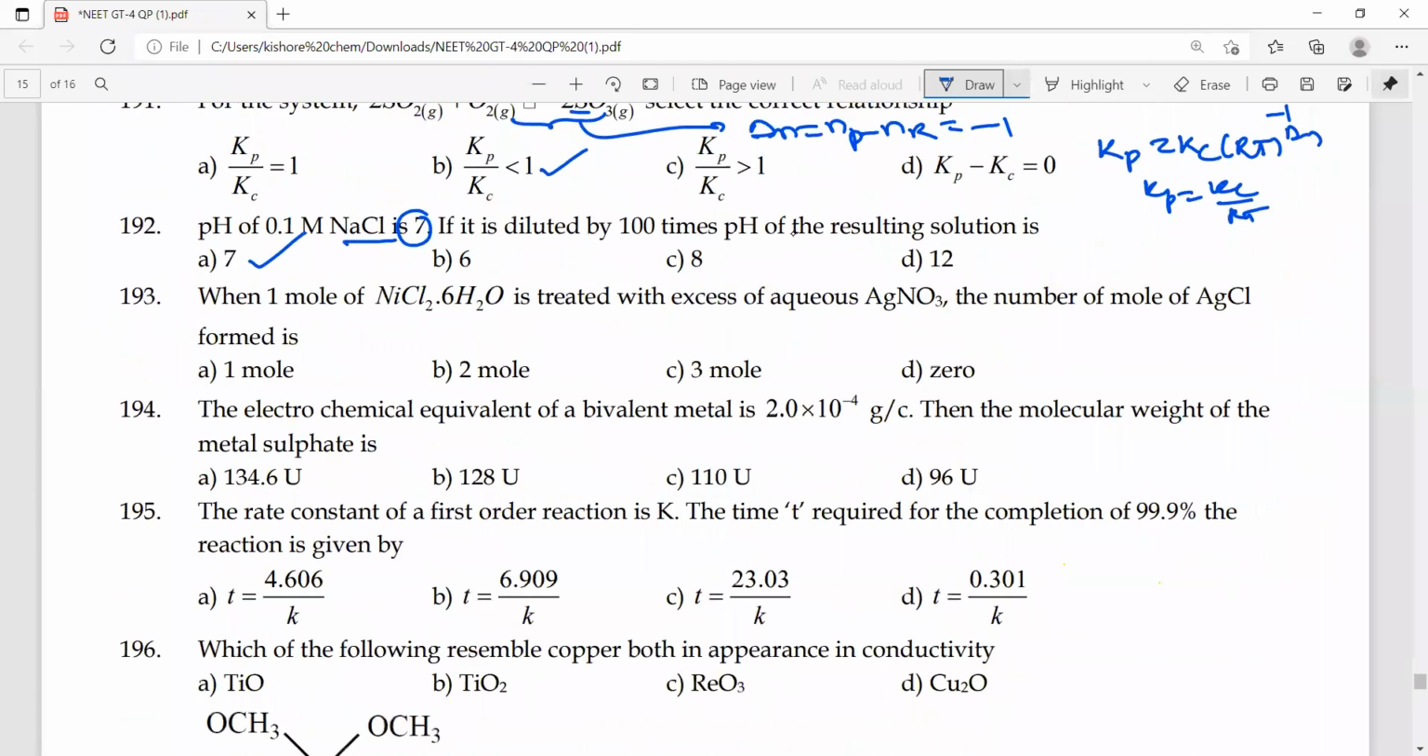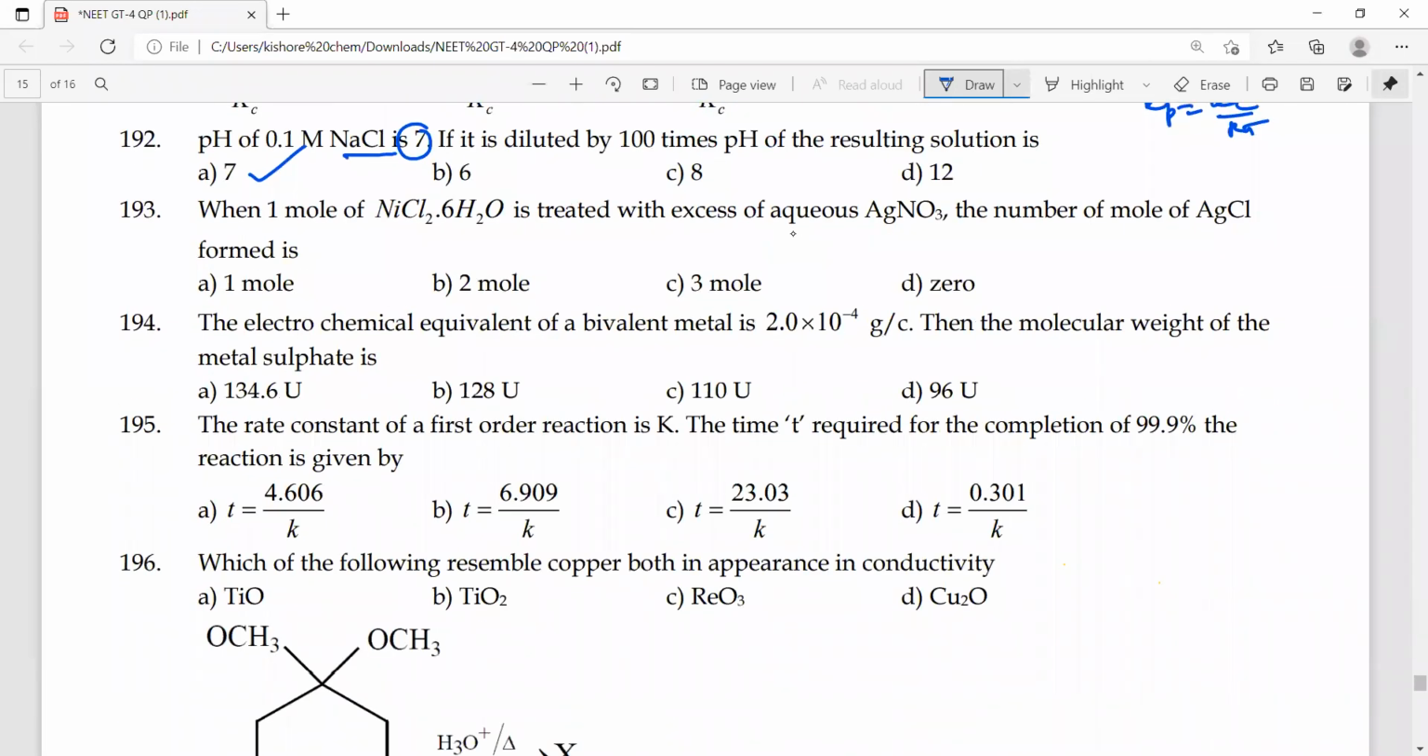See question 193. When 1 mole of nickel chloride 6H2O is treated with excess AgNO3, the number of moles of AgCl formed is asked. See here, the nickel compound structure is this. Outside the sphere, how many chlorines are there? 2 chlorines. So it reacts with 2 moles of AgNO3 and gives 2 moles of AgCl.